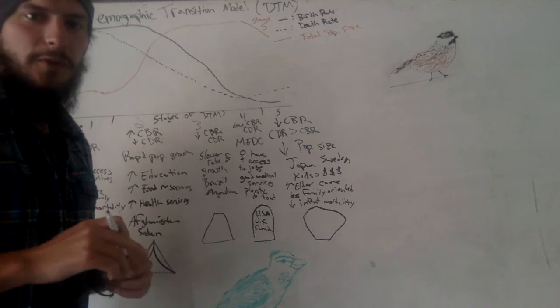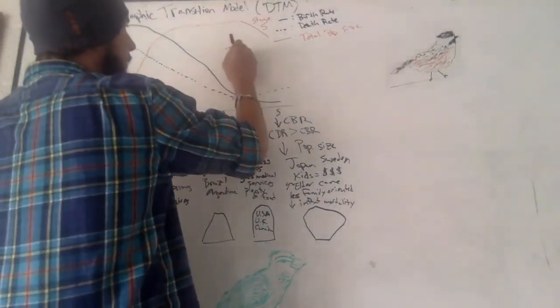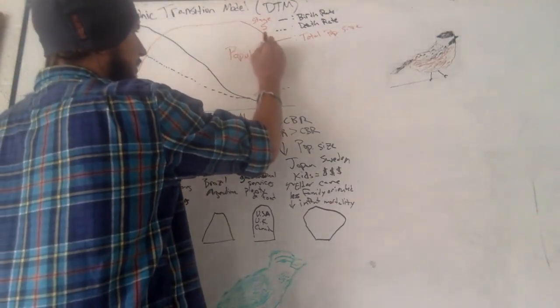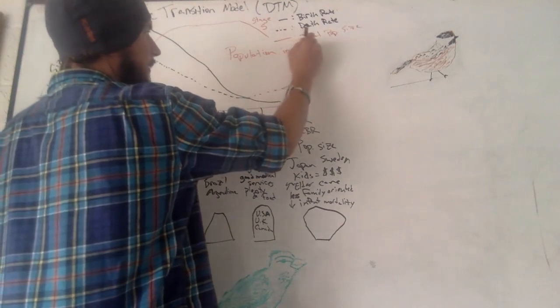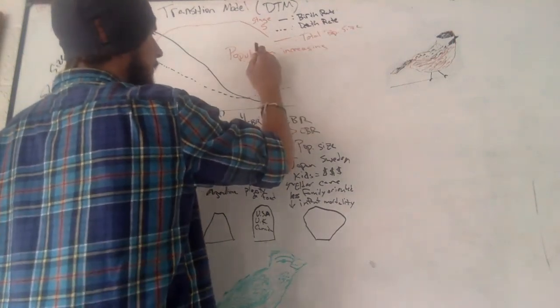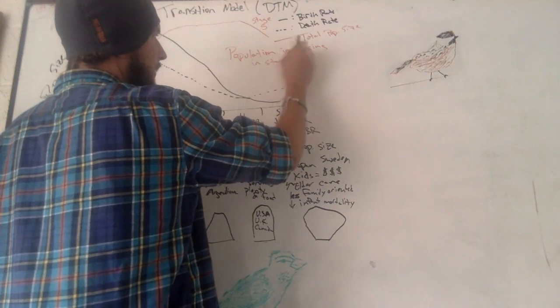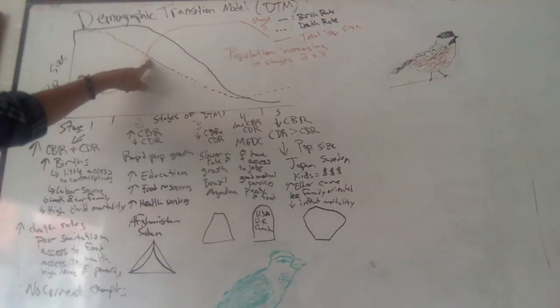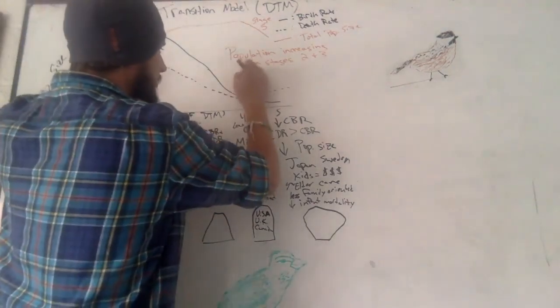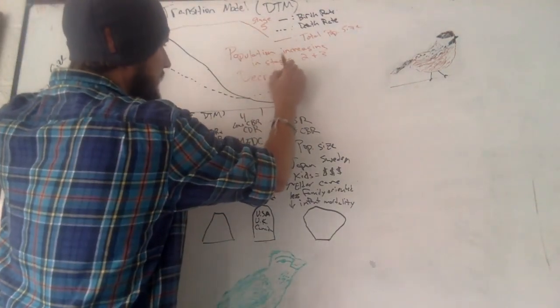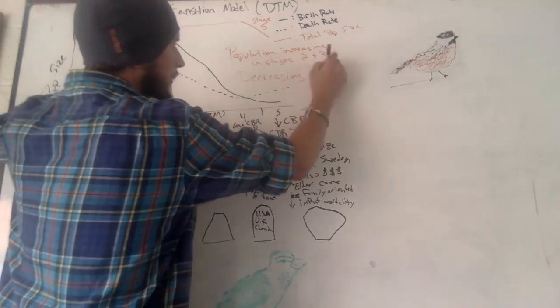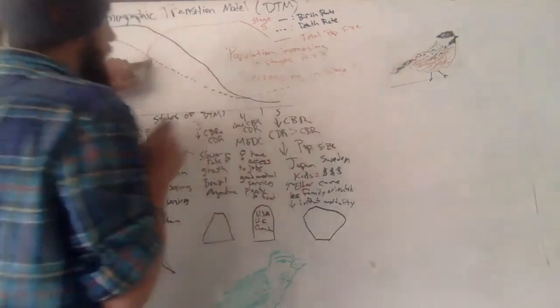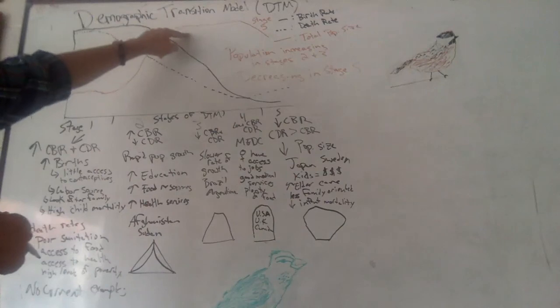So let's just add one more thing. As we can see in this graph, population is increasing in stages 2 and 3, especially in stage 2, but also in stage 3. And then the population is decreasing in stage 5, and staying about the same in stage 4.